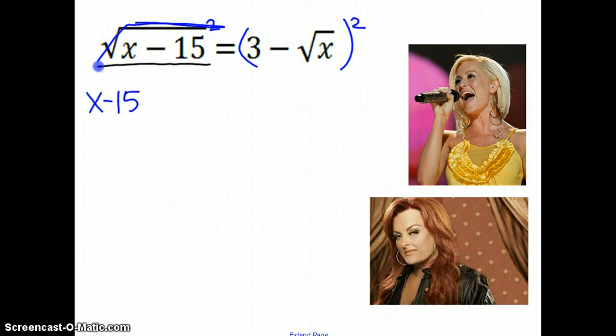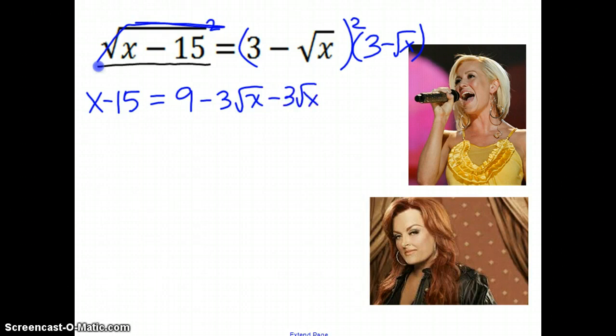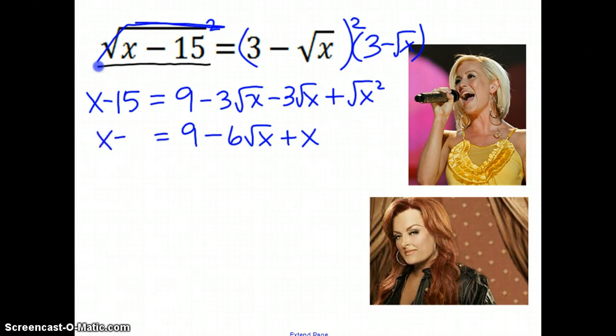The right side, this is like 3 minus root x times 3 minus root x, so we have to do some foiling. First, 3 times 3 is 9. Outers, 3 times negative root x is negative 3 root x. Negative root x times 3 is negative 3 root x. And negative times a negative is a positive, root x squared. Over here we go, no problem. 9 minus, combining like terms, that cancels, so it's x equals x minus 15.